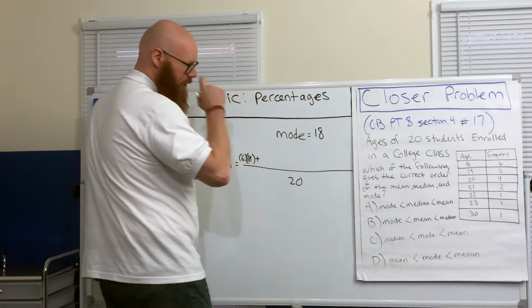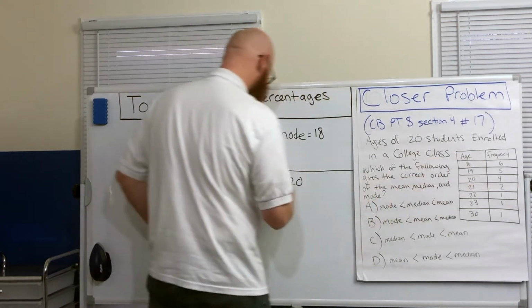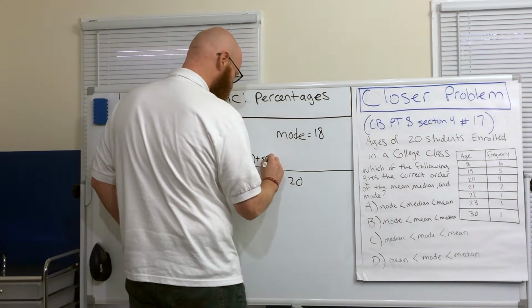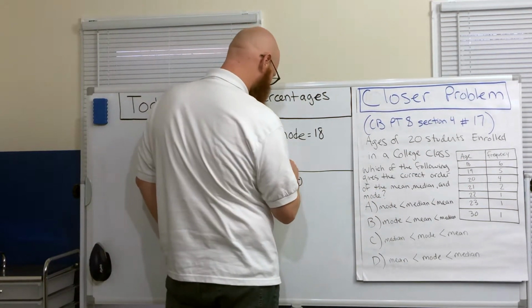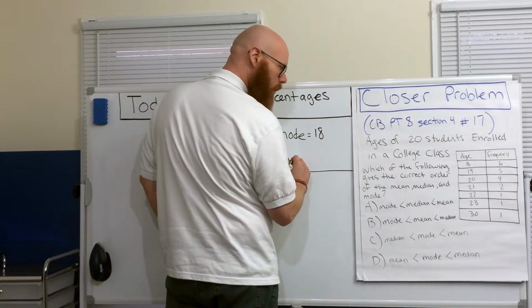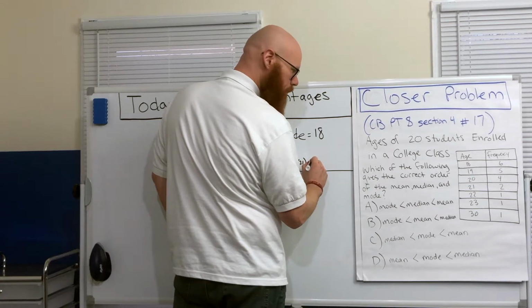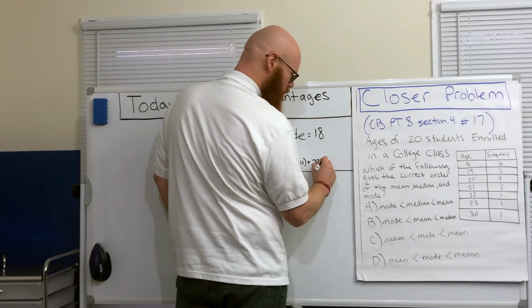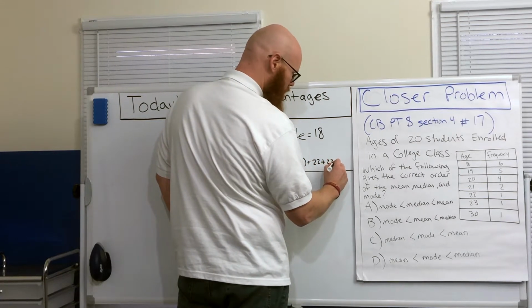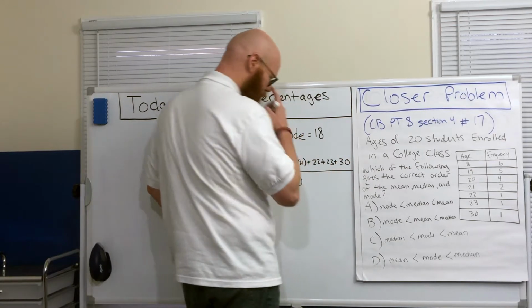And then we're just going to add straight across. So we're going to do 5 times 19 plus 4 times 20 plus 2 times 21 plus 1 times 22 plus 1 times 23 plus 1 times 30.